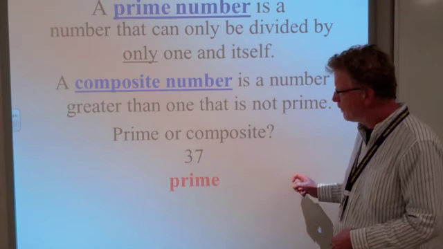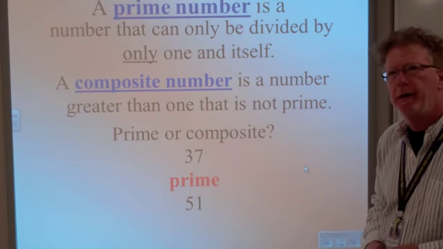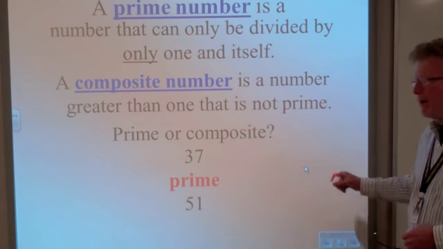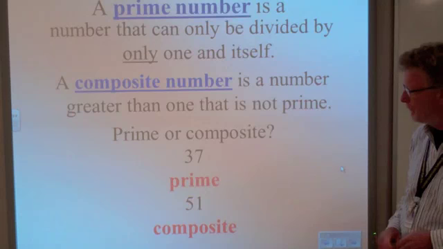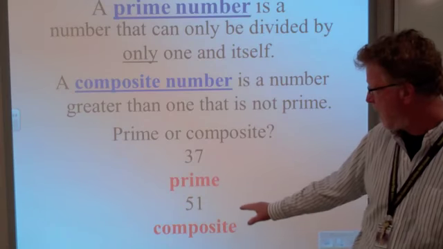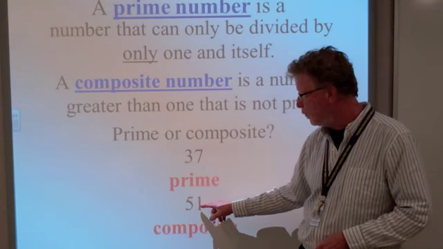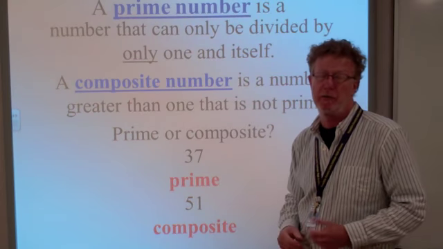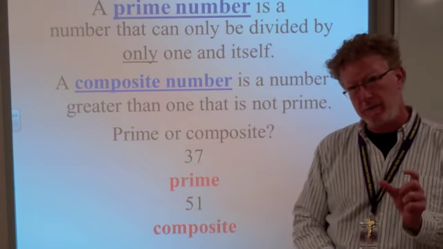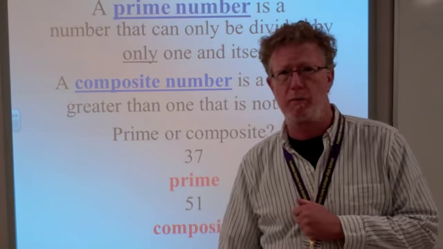How about 51? Try that one out, and when you hit play, I'll give you the answer. Okay, 51 is a composite number. It's divisible by 3. Anytime you can add the digits together in a number, like here we can add 5 plus 1 equals 6, and 6 is divisible by 3. So anytime we can add these numbers together and divide that sum by 3, then the original number is divisible by 3.